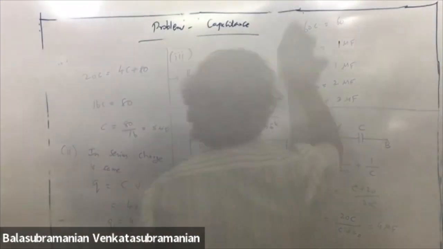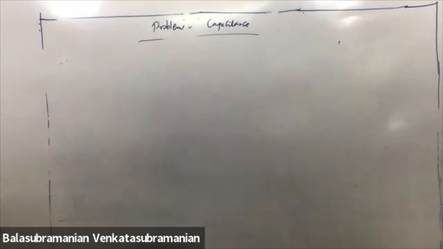Fifth one. How would you connect 8 microfarad, 12 microfarad and 24 microfarad capacitors to obtain minimum capacitance and maximum capacitance? If a potential difference of 100 volt is applied across the system, what would be the charges on the capacitors in each case? Sir, first you have to calculate minimum capacitance. Second, you have to calculate maximum capacitance.